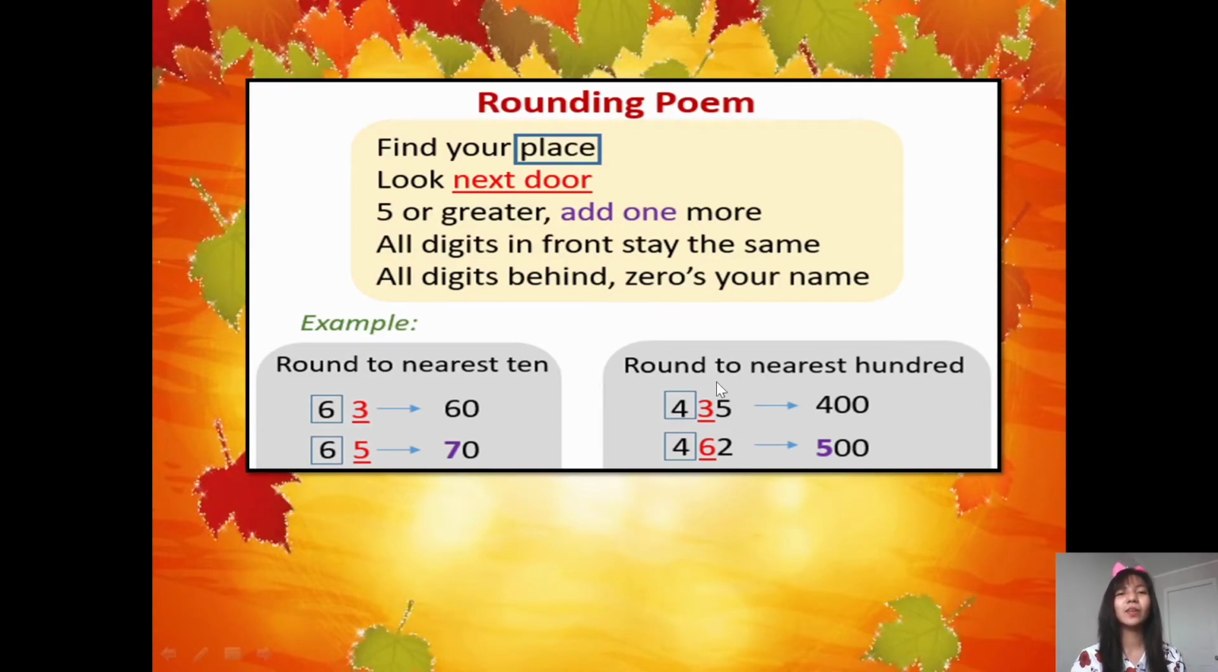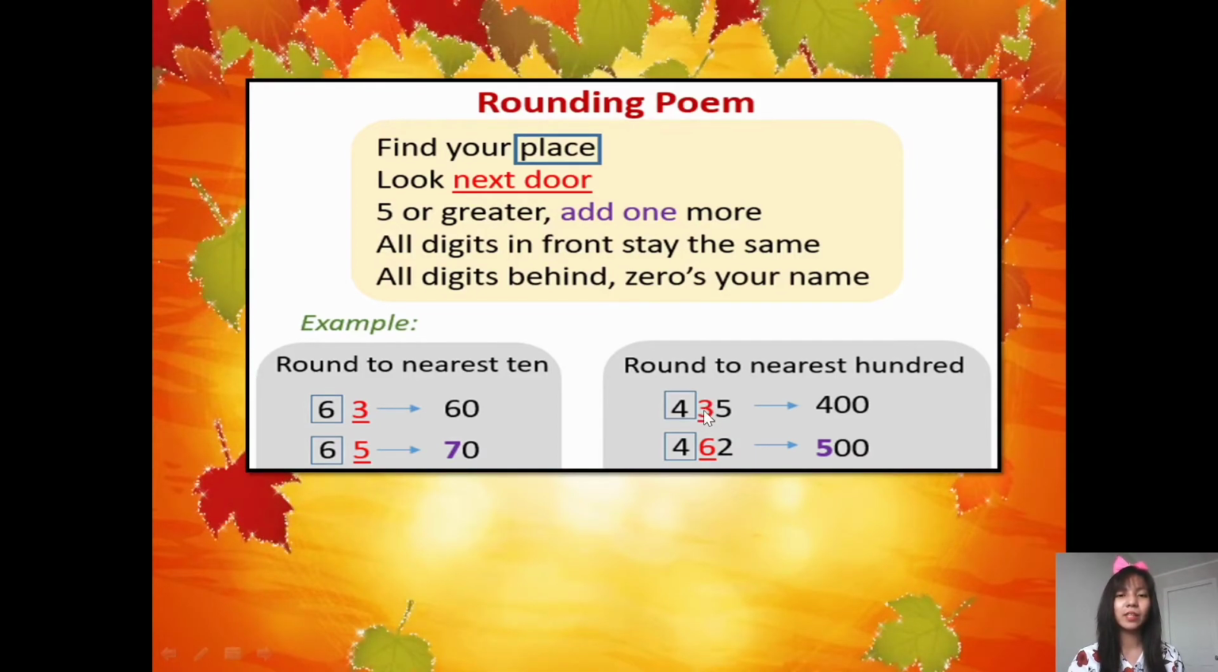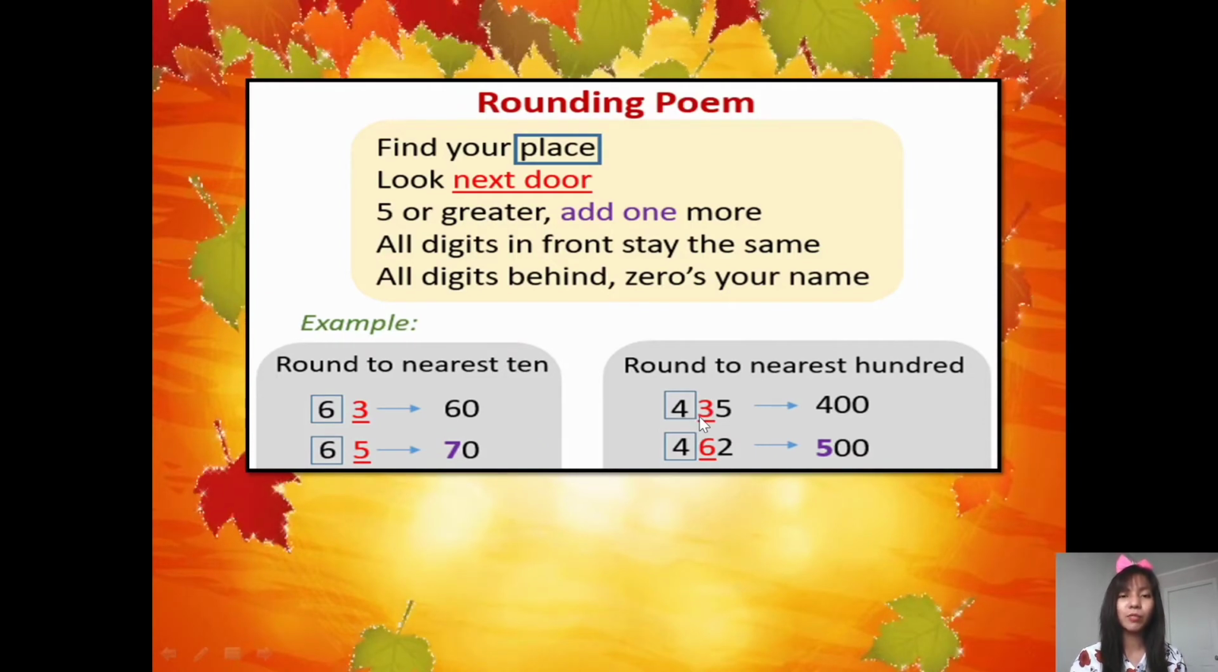Okay? So the same thing here. Round to the nearest 100. This time, we are going to round off the numbers to the nearest 100. So we have here 435. So 4 is the hundreds digit. The next number to 4 is 3, which means you don't need to add 1. So just the number 4 here will stay the same. Okay, and then the rest of the numbers you have to make into 0.